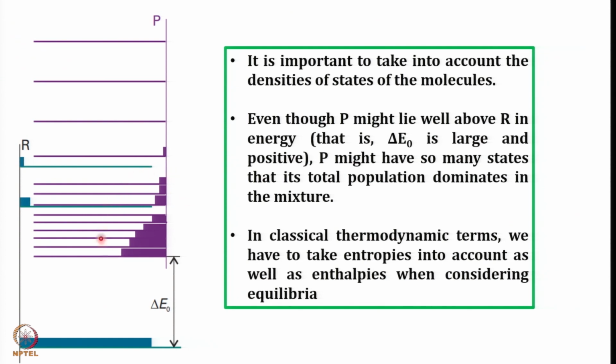Here it is dense. Even though P might lie well above R, here you can see P is lying well above R. That means delta E naught is large and positive, both large and positive. Then P might have so many states that its population dominates in the mixture. That is what we were discussing.